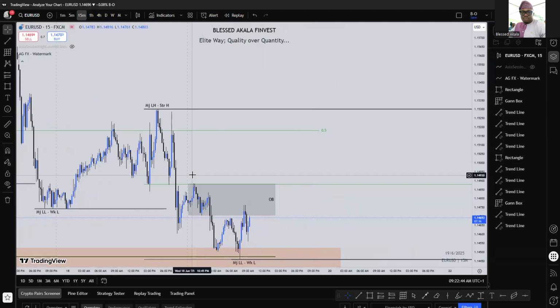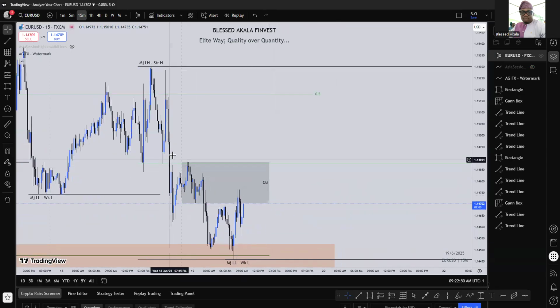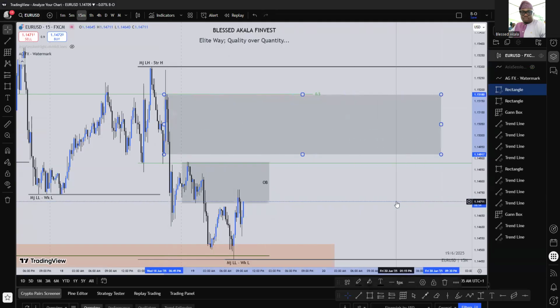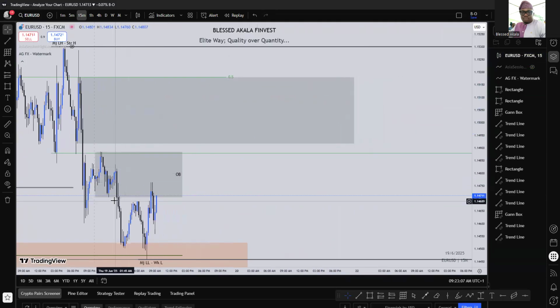Since we can't spot any imbalance there, we're just going to look at what we have on this particular leg here. It's a higher imbalance here, a very big one for that matter, and we have internal structure. And if at all we'll be taking any buy or any sell, it's going to be from this leg here, this high. So that'll be our daily range.